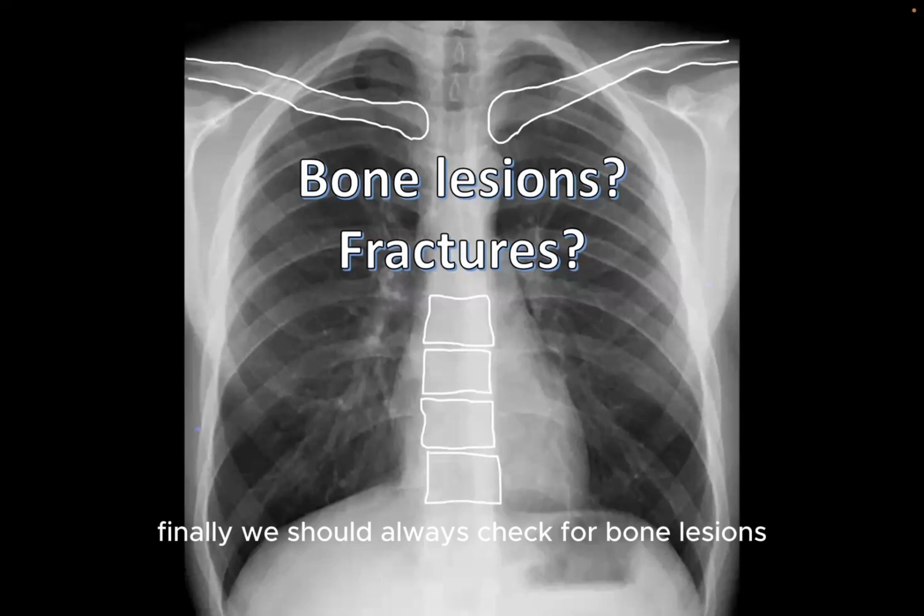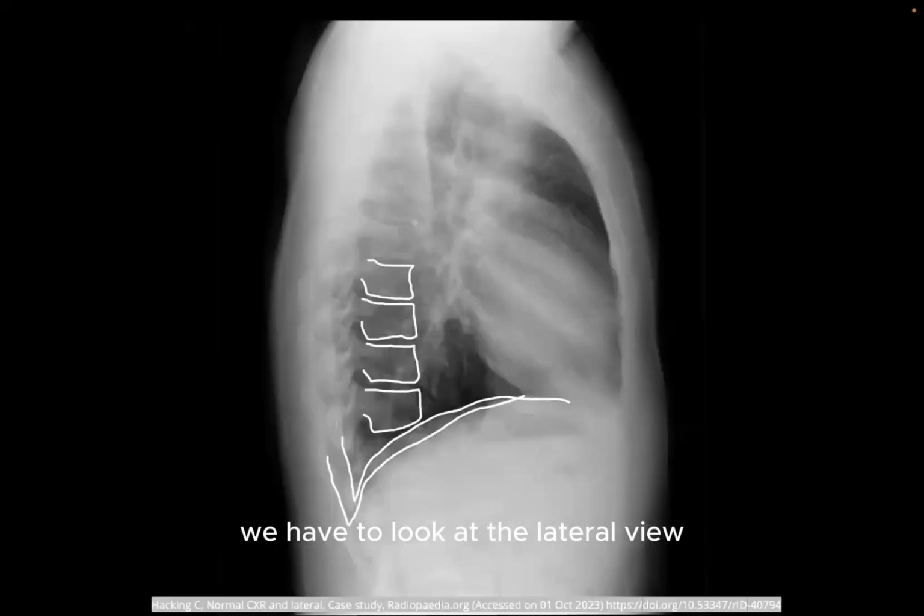Finally, we should always check for bone lesions and fractures. This is especially true for the clavicle and the spine. And of course, we have to look at the lateral view to look at the same structures, and this is especially useful to spot a minor pleural effusion.